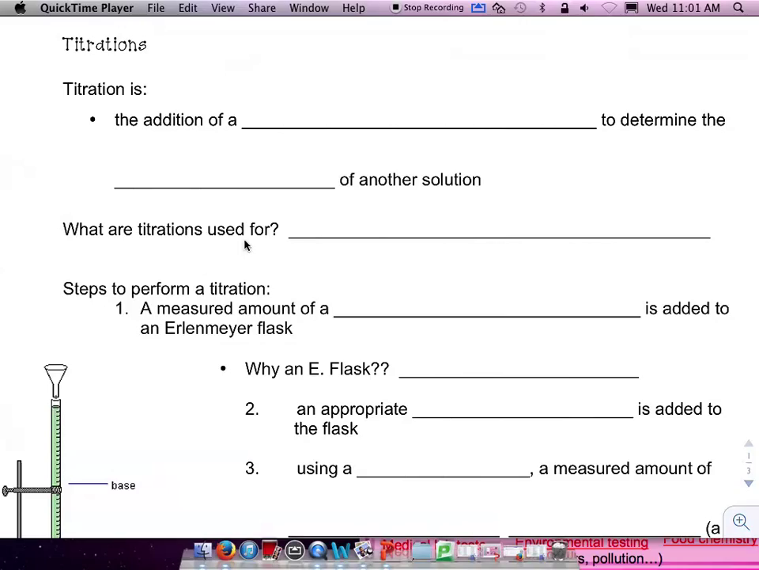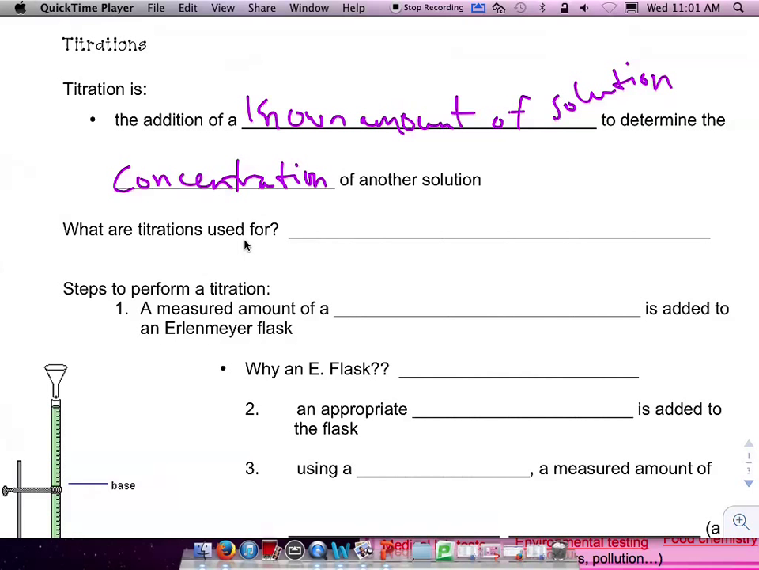Well, the purpose of a titration is to start with a solution that you know how much you're using, so a known amount of solution. So you know how much you're adding to determine the concentration of another solution. So you've taken data, you've measured how much you added, you know how much you started with, and then you can do some calculation to figure out the concentration. Okay, that's the general idea, but what's it used for?